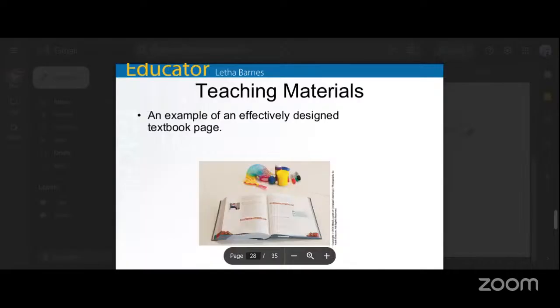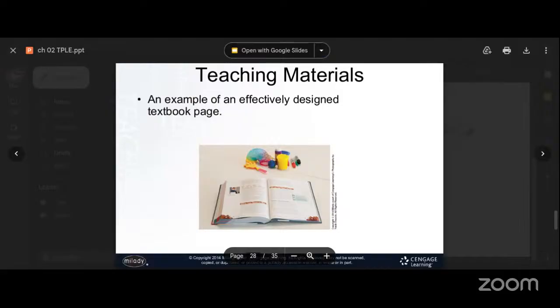Teaching materials, and the best way for me to describe this, is everything you need to get your point across while you teach. So you think about what you've got to teach, and you think about what would make this so much fun and really get students learning.